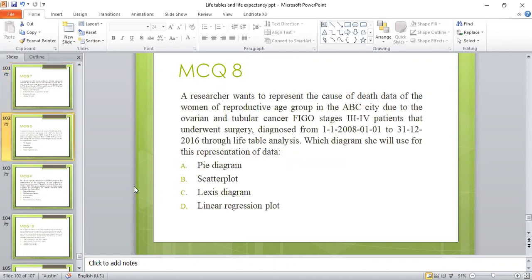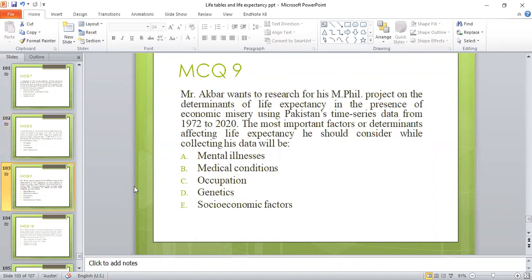A researcher wants to present the cause of death data of women of reproductive age group in ABC city due to ovarian and tubal cancer, figo stage 3 and 4, patients that underwent surgery, diagnosed from 1 January 2008 to 31 December 2016, through life table analysis. Which diagram will she use for this presentation of data? Pie diagram, scatter plot, Lexis diagram, or linear regression plot. C is the correct answer because the Lexis diagram is used to present the cohort and period life table and demographic analysis. Scatter plot is used for correlation, linear regression doesn't fit, and pie diagram also doesn't fit in this scenario.